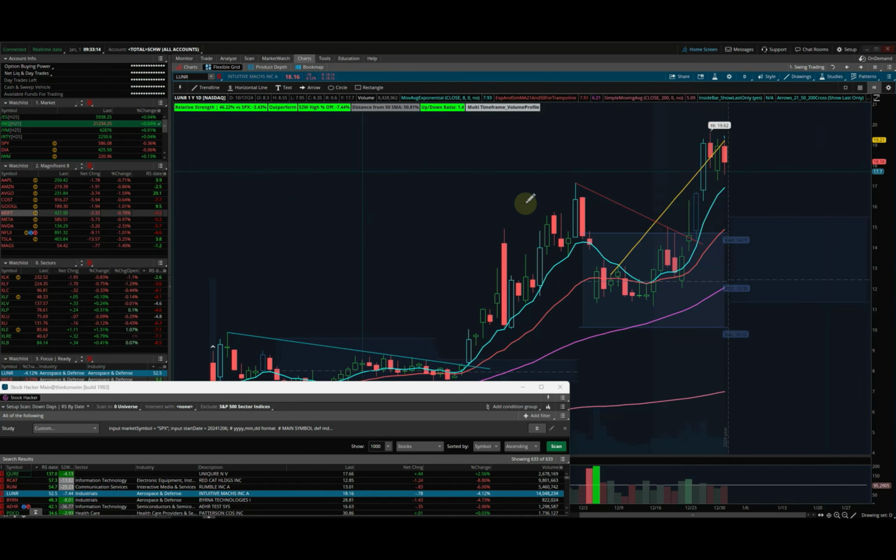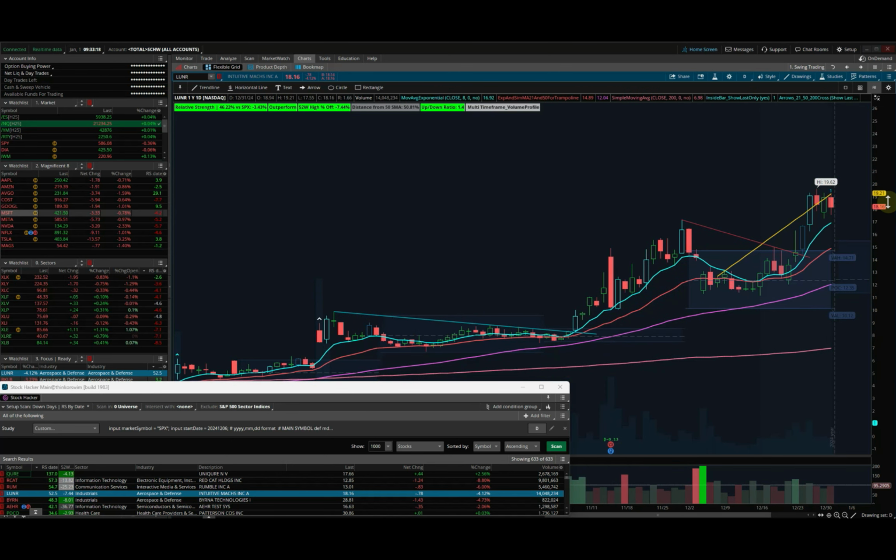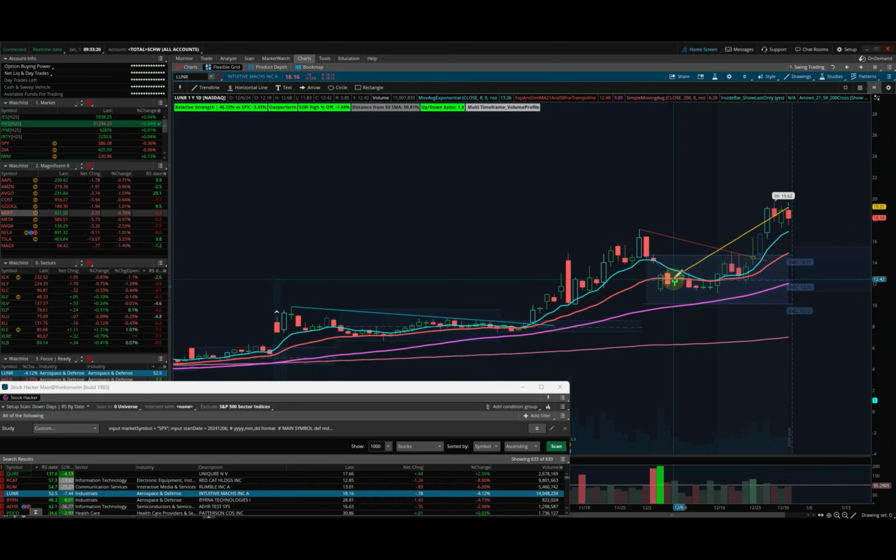And then we have LUNR. If you see here, at some point this stock was 20% stronger than the market, and then a pullback on the 21 EMA. If we find the confirmation entry, this stock is up 44%.